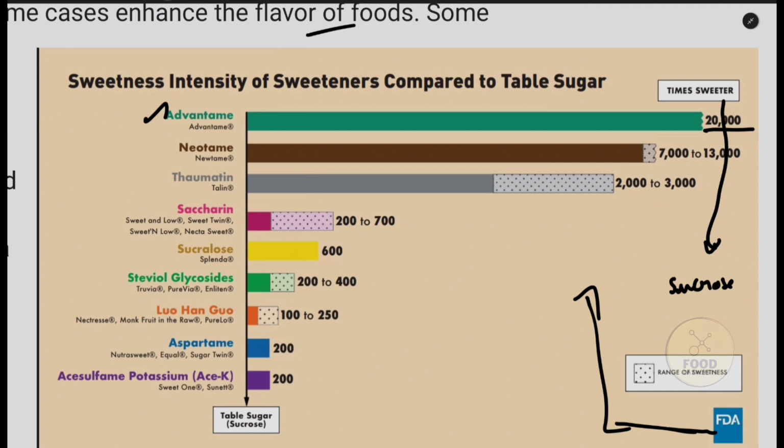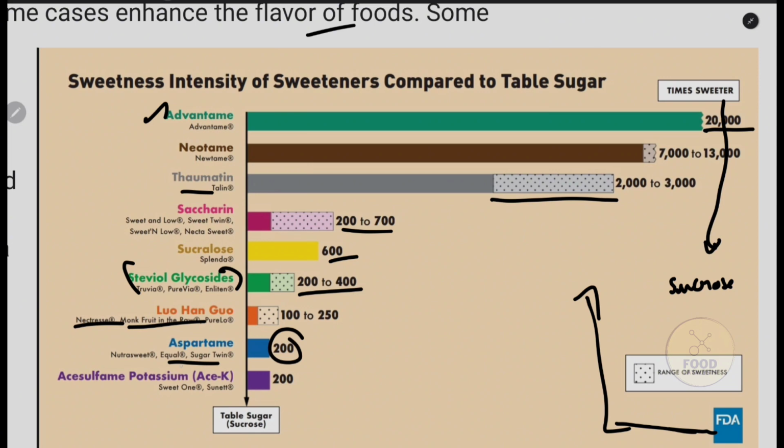Okay, so the range of sweetness. See, sometimes it has a range. For example, thaumatin is 2000 to 3000, neotame 7000 to 13000, saccharin is 200 to 700, sucralose is 600, and stevia or steviol glycosides is 200 to 400. See, stevia is a plant sugar, remember it. And then 100 to 250, it's actually luo han guo or monk fruit sugar, 100 to 250. Aspartame is 200 and acesulfame is 200.